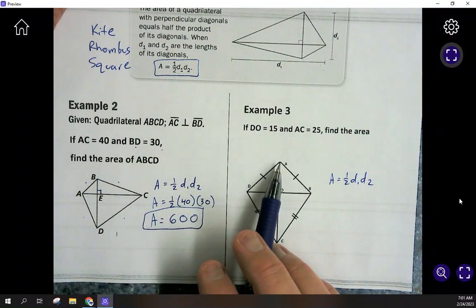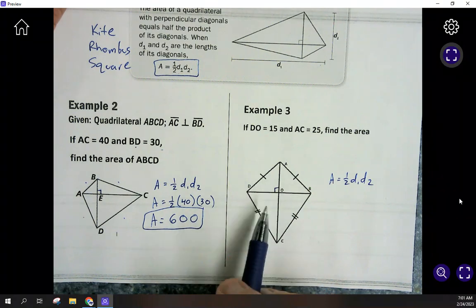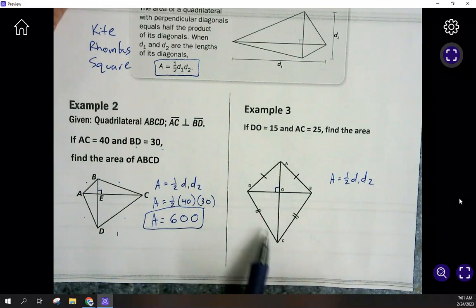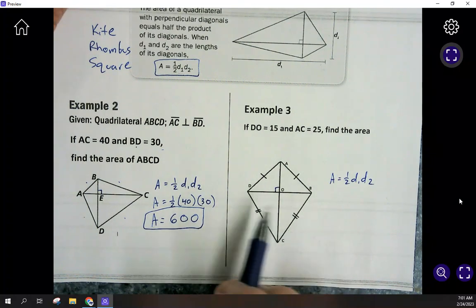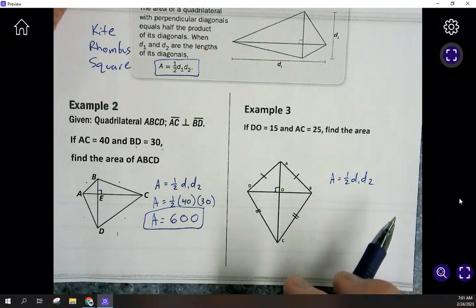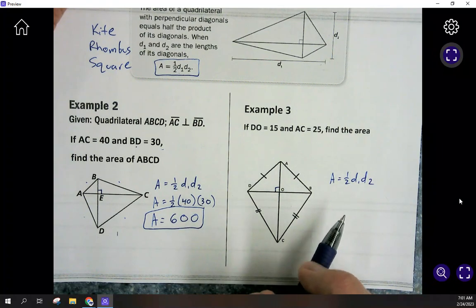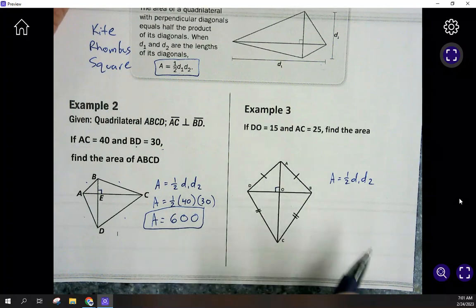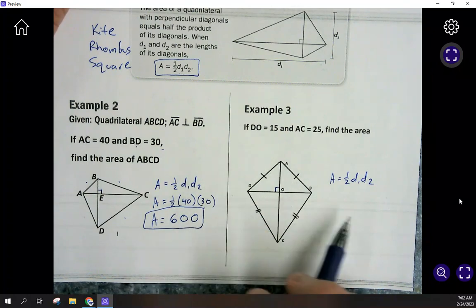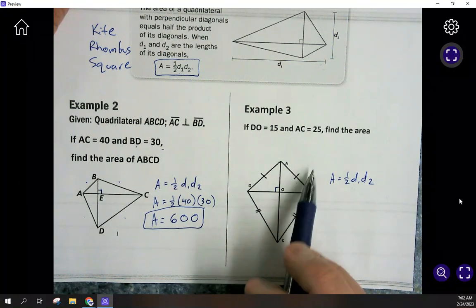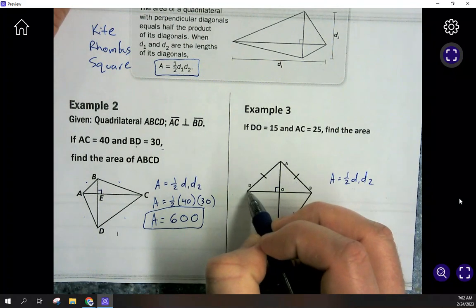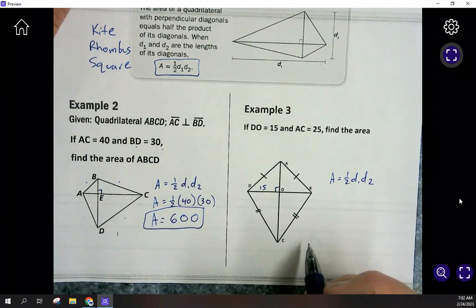Now remember, if you had enough information here, you could just solve for the area of all 4 of these triangles, or the 2 bigger triangles together, and then add them up, and that would give you the same answer. So there are multiple strategies in these area problems that could work, and you want to make sure you know how to do all of them. So you would do 1/2 base times height for each one of these triangles, and then you would combine them to get your total area. But in this case, we can use the diagonals much quicker, much easier, because they are hitting at 90 degrees. So they tell you DO equals 15.